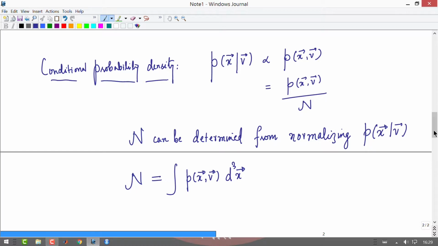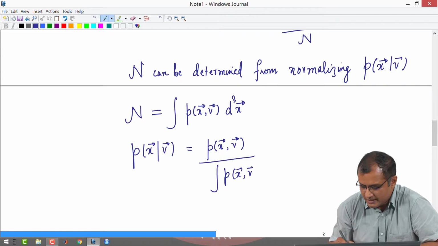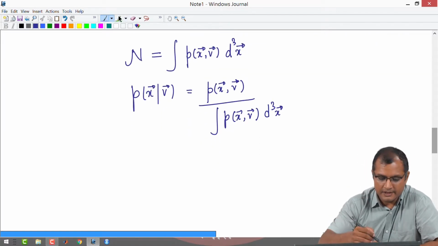Okay. And hence I can write down the conditional probability density of finding a particle at location x such that its velocity is fixed to v. This is given as the joint probability density divided by the norm, which we have just computed as the joint probability density integrated over all space. Okay, so that is the beautiful result.